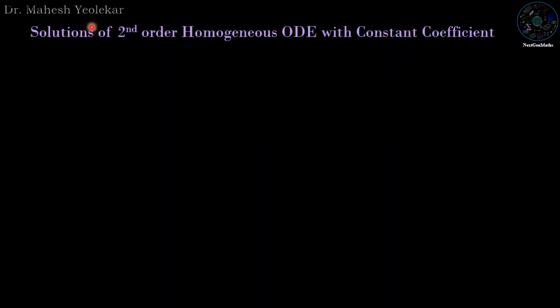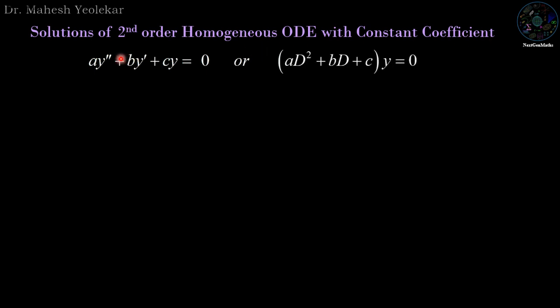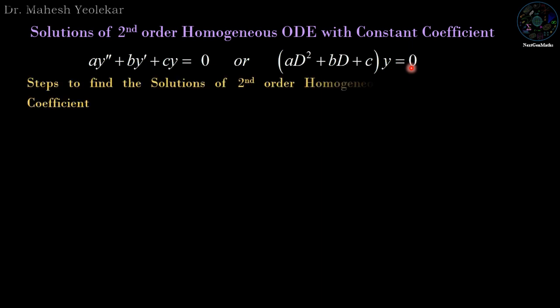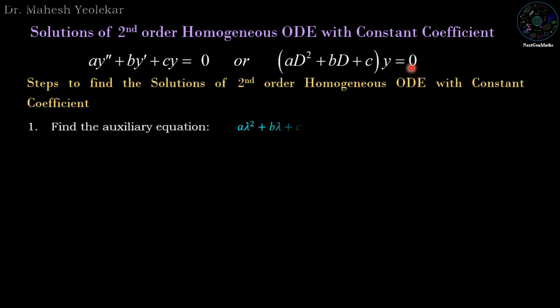Now next, we are going to discuss the solution of second order homogeneous ordinary differential equation with constant coefficients. So the standard form of second order differential equation is ay double dash plus by dash plus cy equal to 0, or in operator form, D is equal to d by dx, it is aD square plus bD plus c into y equal to 0. So for that, first we have to generate the auxiliary equation, which is a lambda square plus b lambda plus c equal to 0.